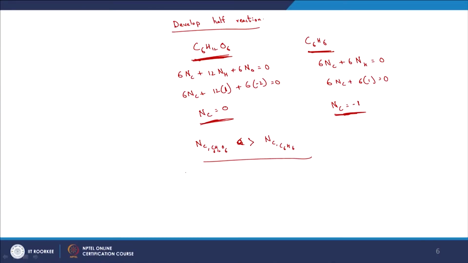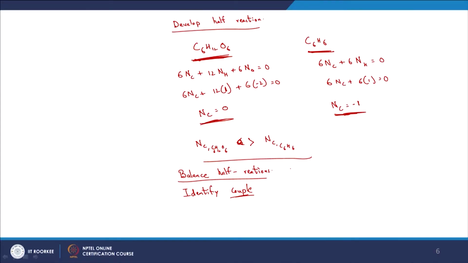Again, let's look at the relevant aspects. We are going to now develop, or balance, half reactions. And for that, I need to identify the couple. What's the couple now? We are referring to those compounds or molecules with the oxidation states before and after transfer of the relevant electrons. So obviously we need to now look at one particular example.